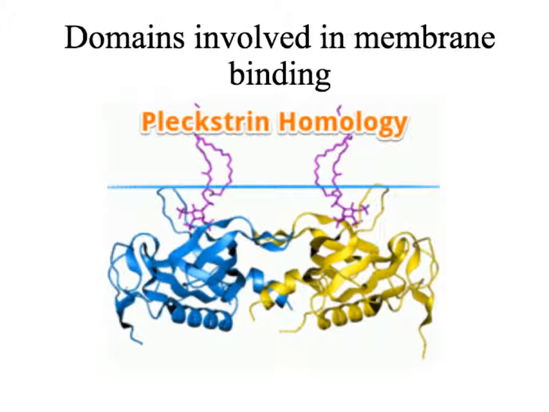Another one is the pleckstrin homology domain, called the PH domain, which is a protein domain of approximately 120 amino acids. It consists of 2 perpendicular anti-parallel beta sheets followed by a C-terminal amphipathic helix. It plays a role in recruiting proteins to different membranes, thus targeting them to appropriate cellular compartments or enabling them to interact with other components of the signal transduction pathway.